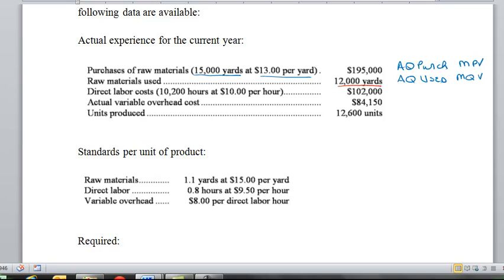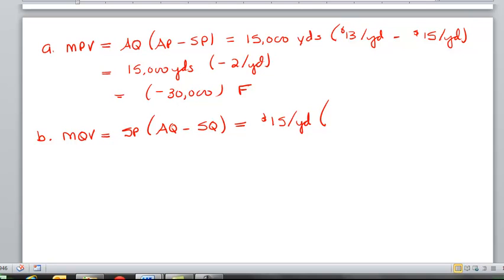And standard quantity says I should take how many units are produced times what I say I should use per unit. 1.1 yards per unit times 12,600 units. So my actual quantity is 12,000 yards minus my standard quantity, and I'm going to do that down here to show you how we calculate standard quantity.